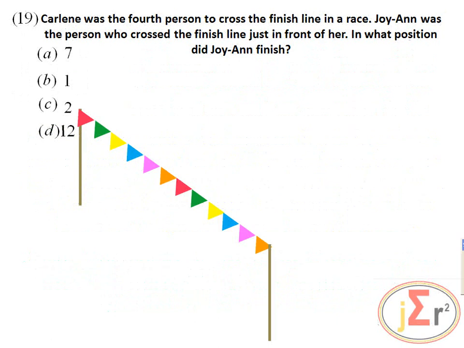Carlene was the 4th person to cross the finish line in a race. Joy Ann was the person who crossed the line just in front of her, just in front of her in the nick of time. In what position did Joy Ann finish?